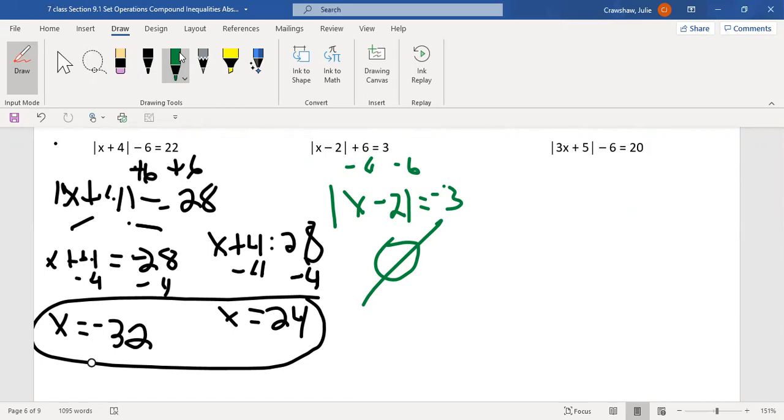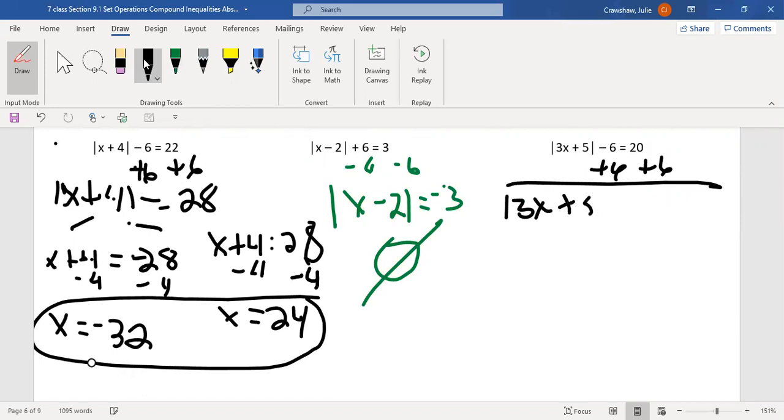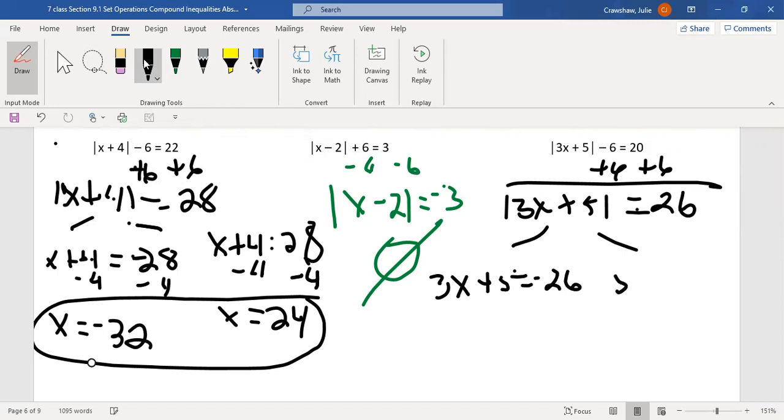And then over here on my last one, I'm going to add 6 to both sides. And I have the absolute value of 3x plus 5 equals 26. Now 26 is positive, so that tells me 2 answers. 3x plus 5 equals negative 26, or 3x plus 5 equals positive 26. Now I'm going to solve both of these.